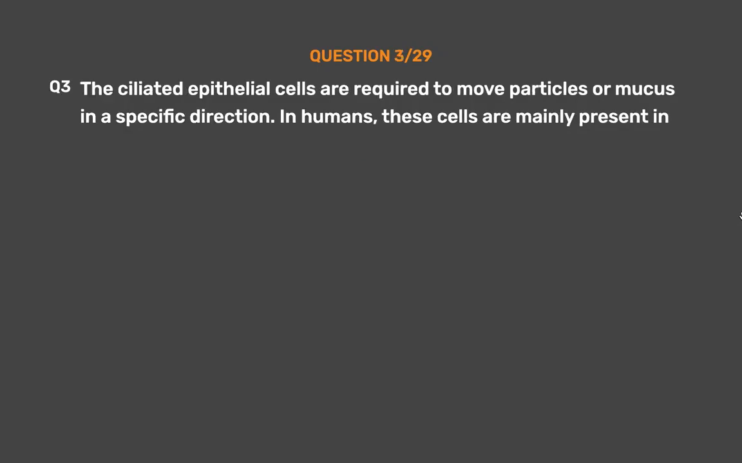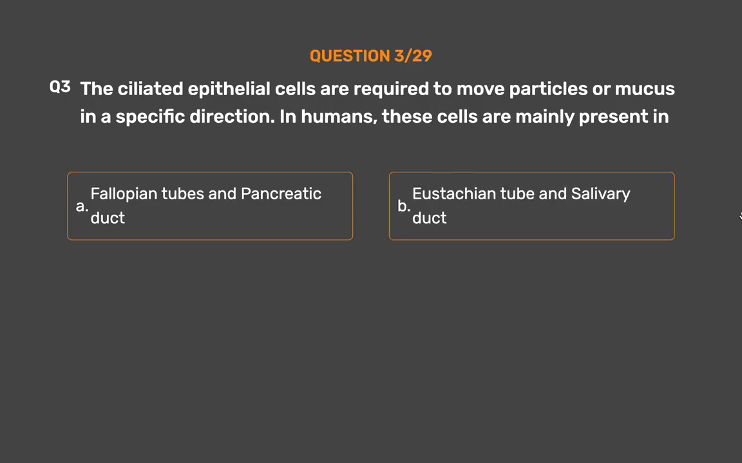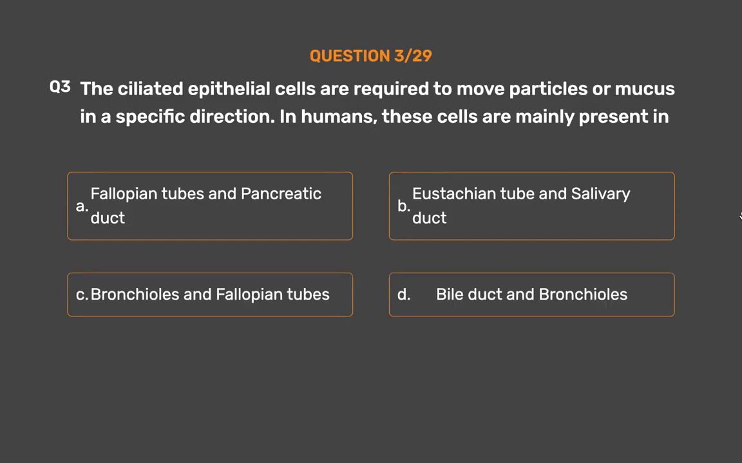Question number 3. The ciliated epithelial cells are required to move particles or mucus in a specific direction. In humans, these cells are mainly present in Option A. Fallopian tubes and pancreatic duct. Option B. Eustachian tube and salivary duct. Option C. Bronchioles and fallopian tubes. Option D. Bile duct and bronchioles.